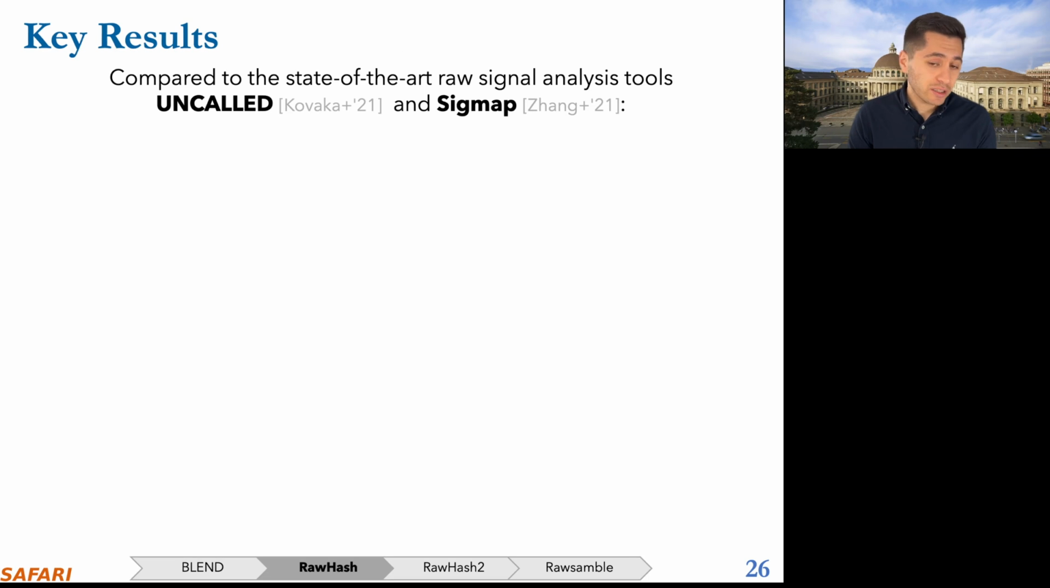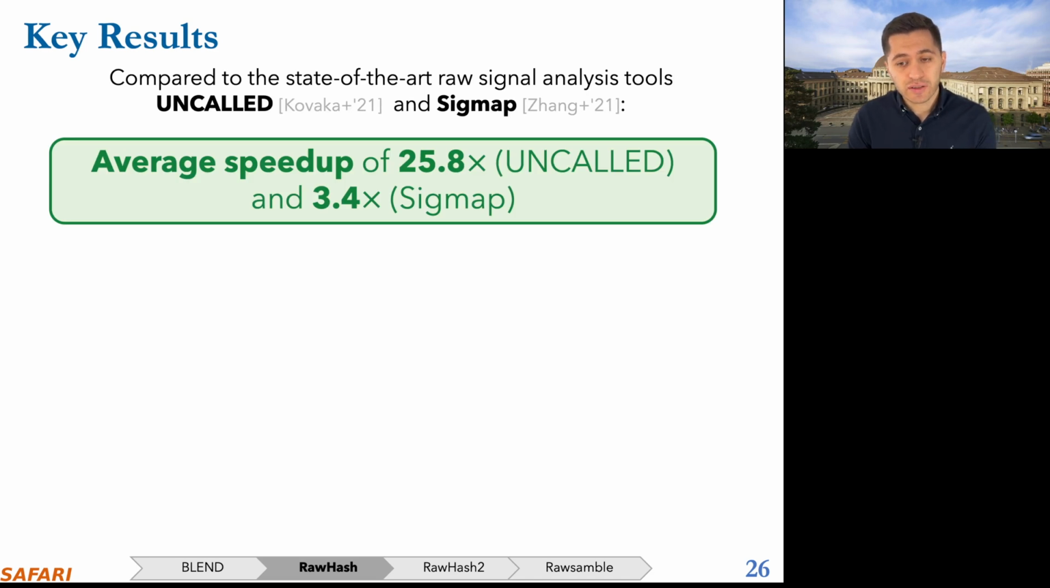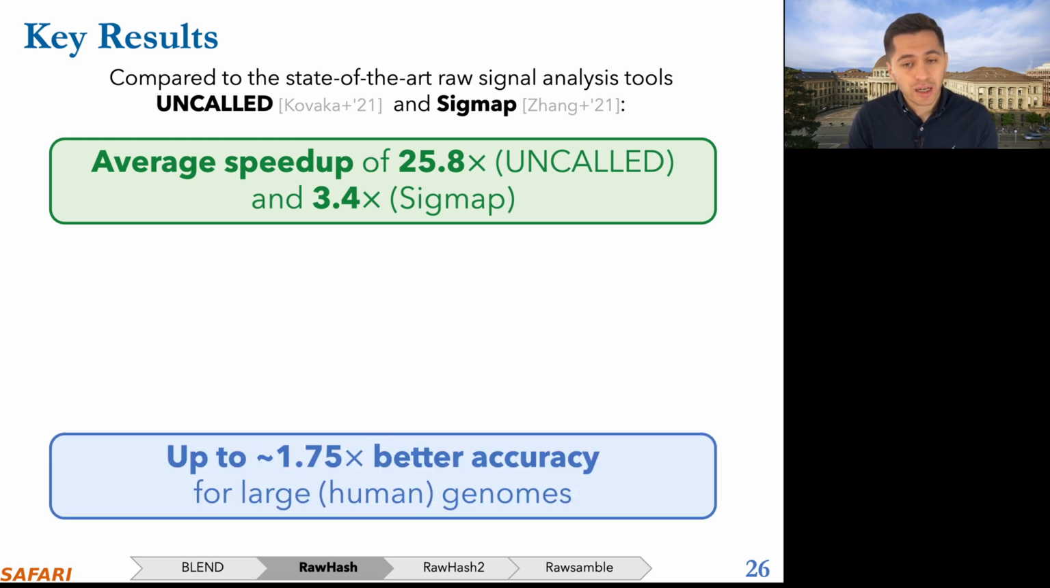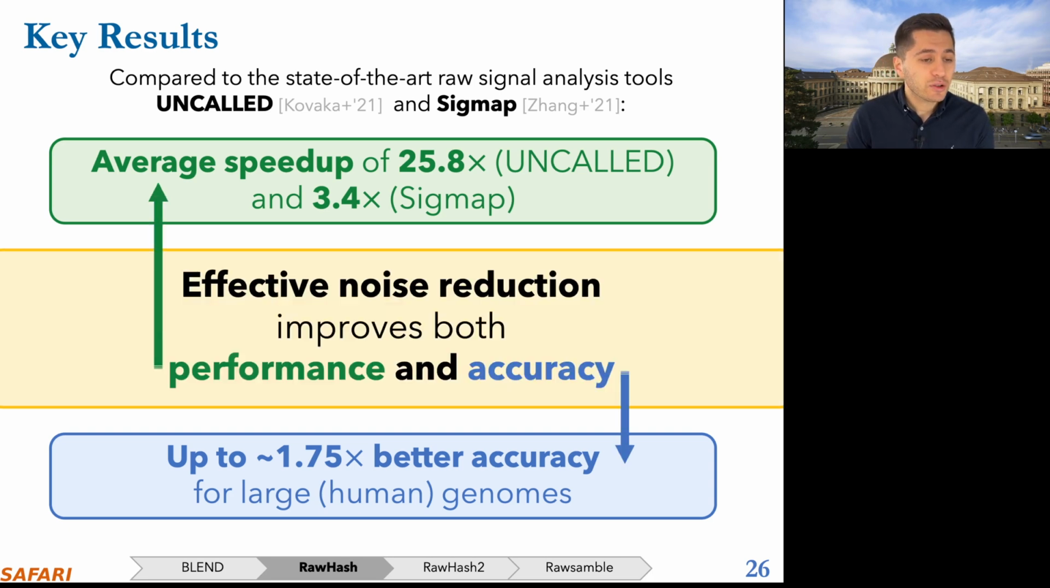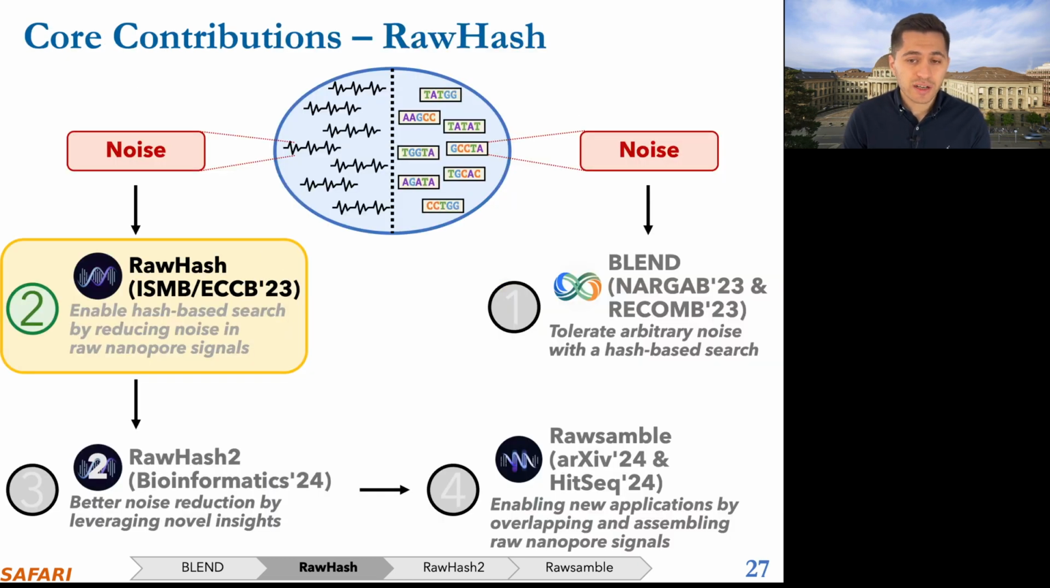We quickly show our initial comparisons of RawHash with the state-of-the-art tools Uncalled and Sigmap. We find that RawHash achieves a throughput speed of around 26 times and 3.4 times compared to these tools, and up to 1.75 times better accuracy when mapping reads to large human genomes. We find that effective noise reduction improves both performance and accuracy. This concludes our second contribution.